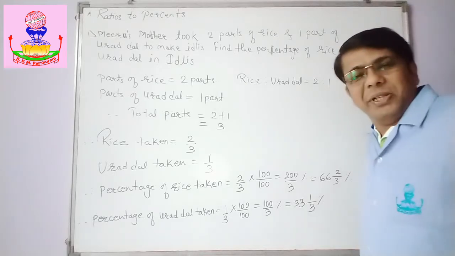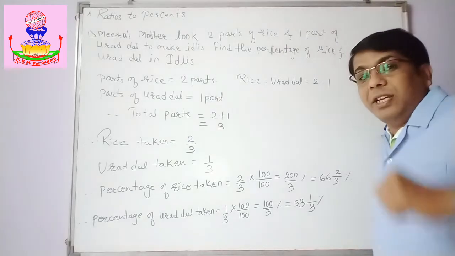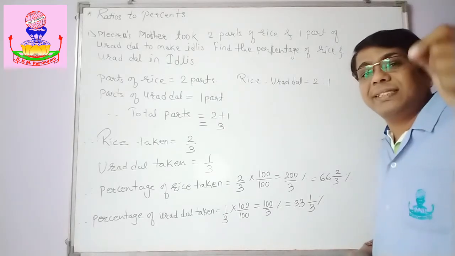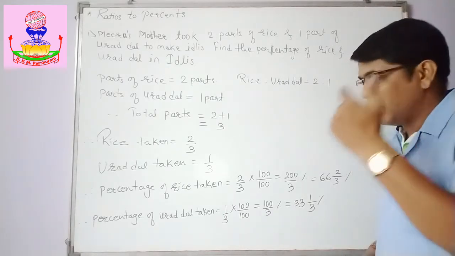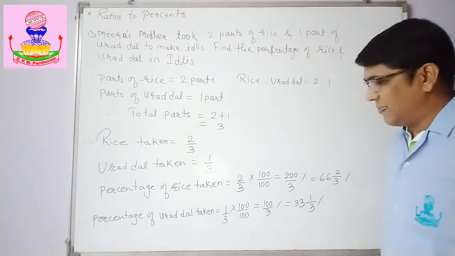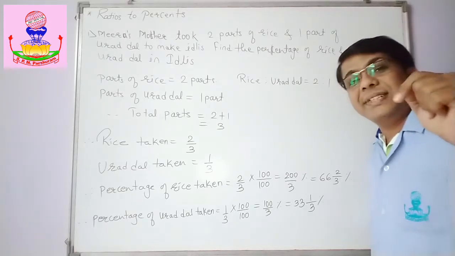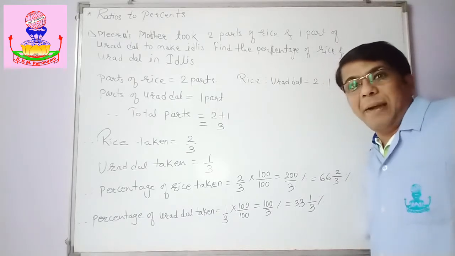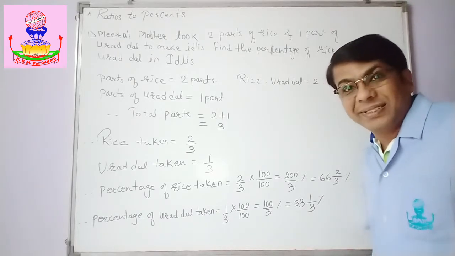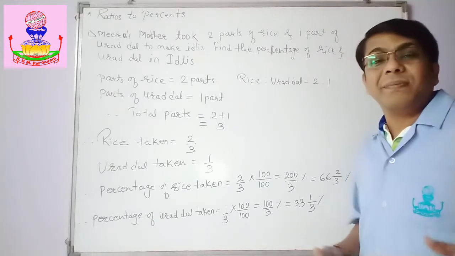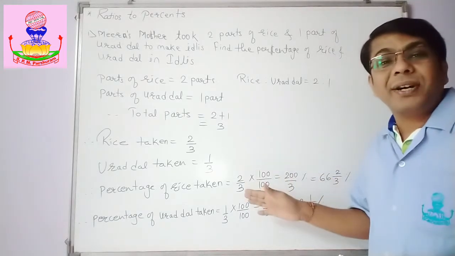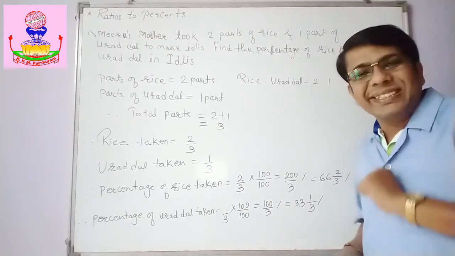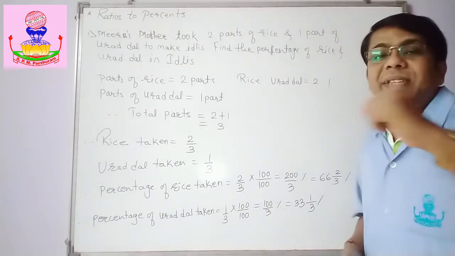Do you get it? And then they told Meera's mother, Auntie, you have taken 66 integers, 2 upon 3% of rice. And you have taken 33 integers, 1 upon 3% of urad dal. Meera's mother was happy, and so was Umranikar's mother, because they have converted ratios to percentage, which was very easy to understand. Okay, so let's move to the next part.